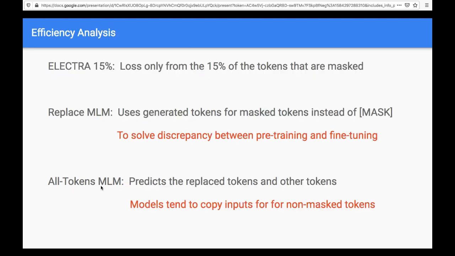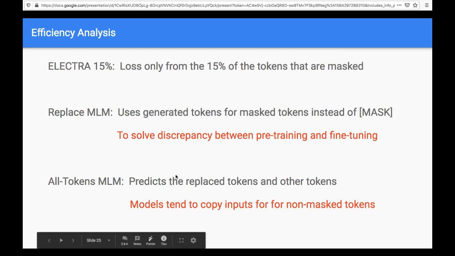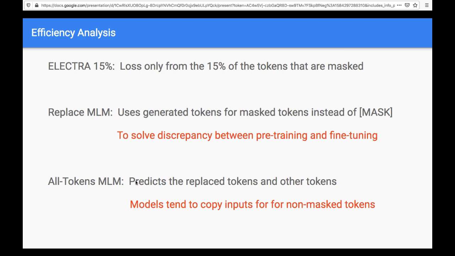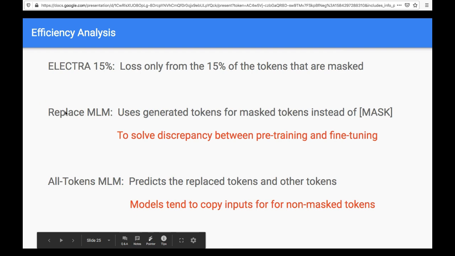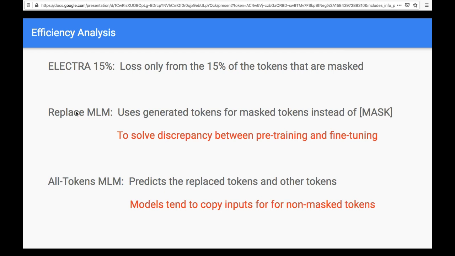And why do the authors want to know this? Basically, you want to know if the ELECTRA's performance gain comes from predicting 100% of input tokens instead of 15% or not. They want to know this, so they build this one. They also want to know if ELECTRA's performance gain comes from solving the discrepancy between training and fine tuning. So these are two different assumptions they want to verify.